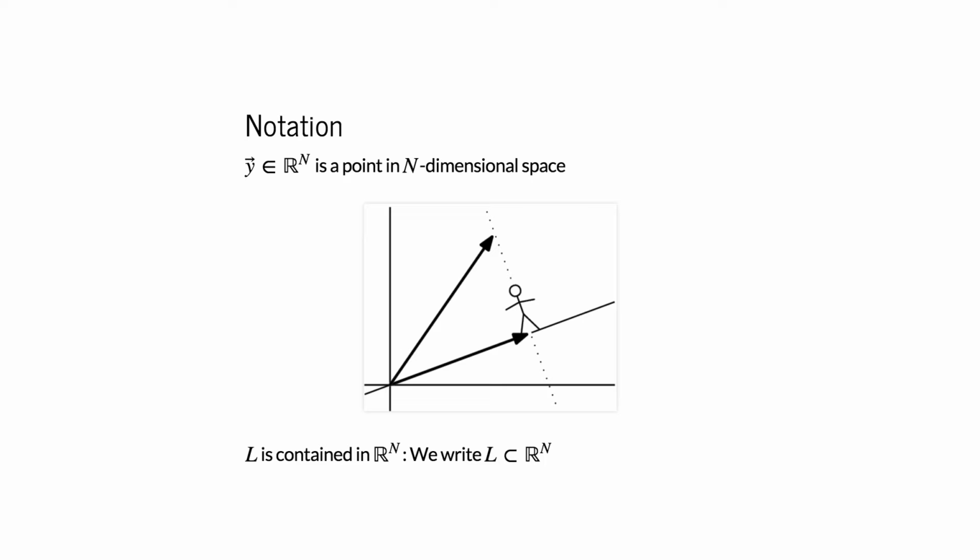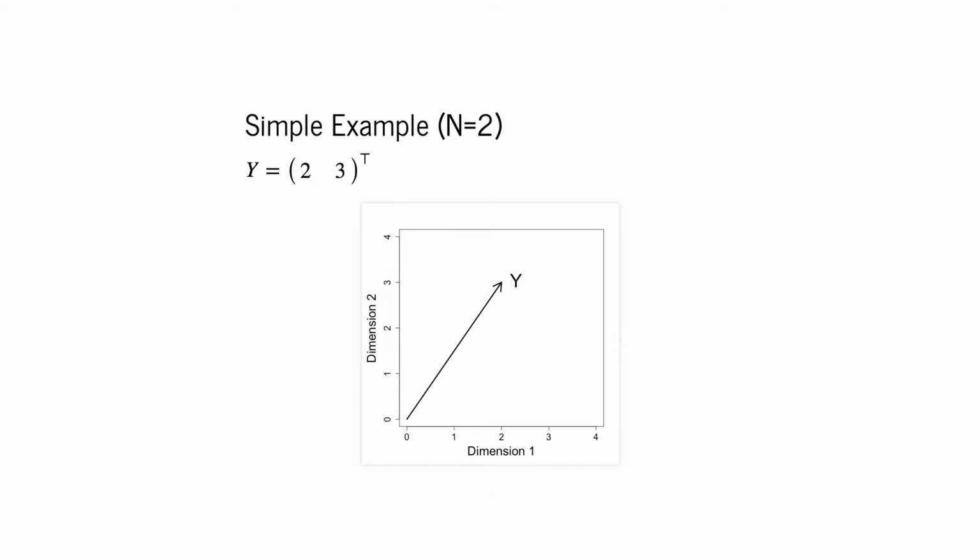In this case, that line that you see would be L, and those are all the points. They're in 2-dimensional space, but they're all the points that fall on that line, so it's a smaller subspace. So let's consider a very simple example. Here is a point y. It's in 2-dimensional space. We can represent it with a vector 2, 3.